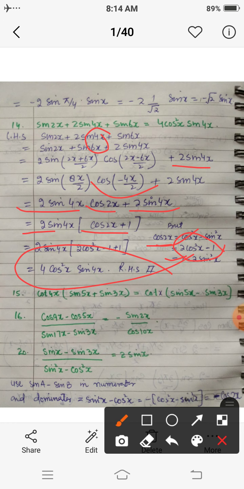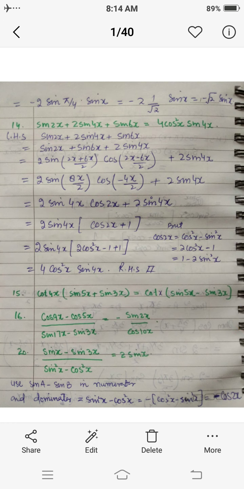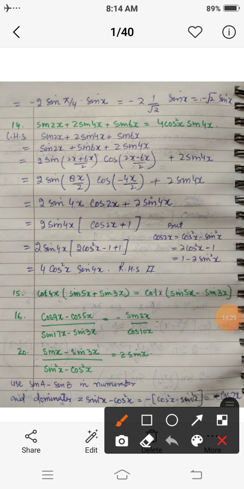Similarly, you can use these concepts, like here we have sin 5x plus sin 3x. This term is in brackets, so we have to use sin a plus sin b. Similarly, in this one we have the expression cos 9x minus cos 5x upon sin 17x minus sin 3x. Now use cos a minus cos b and sin a minus sin b in the LHS.